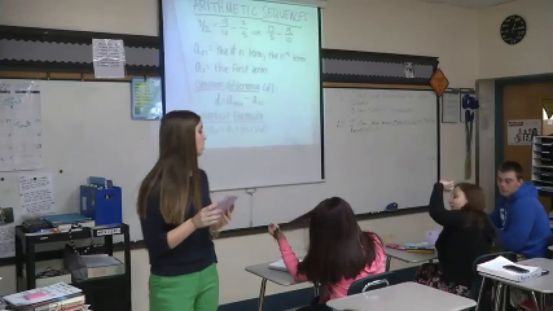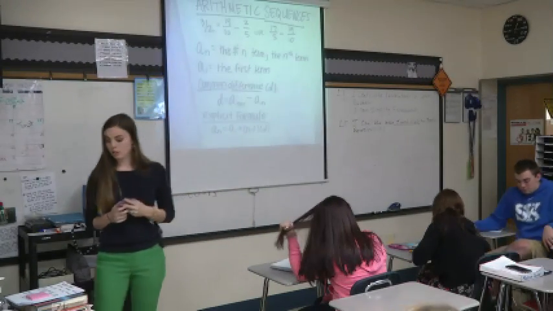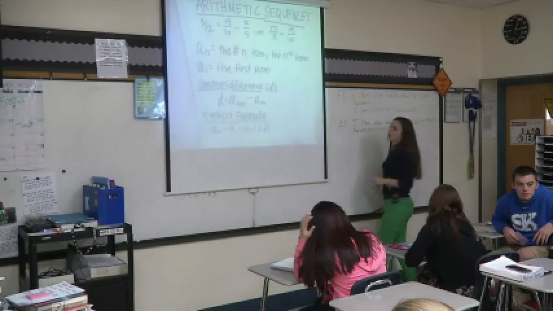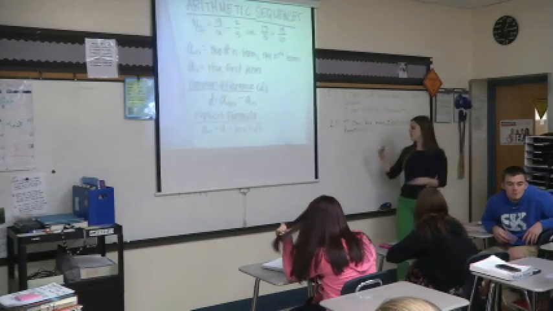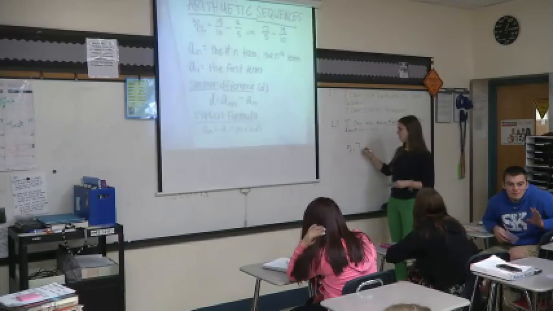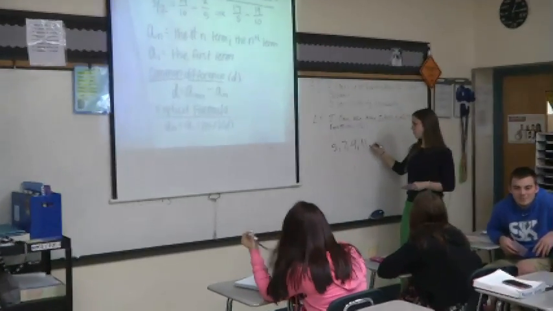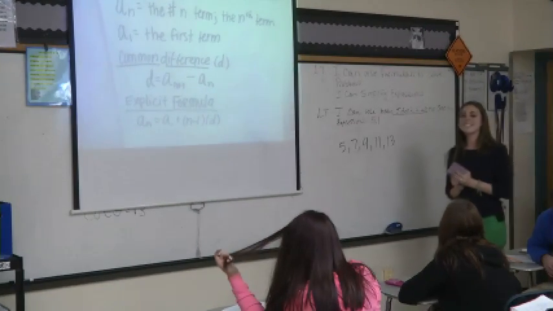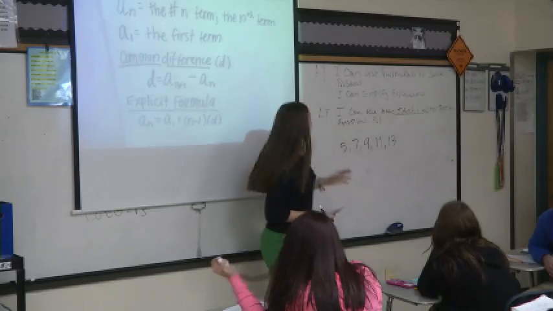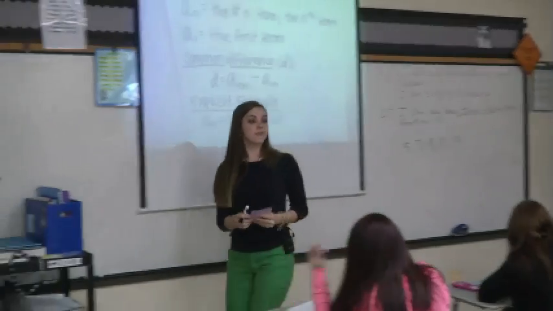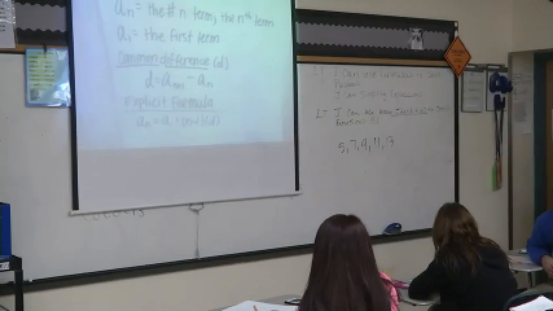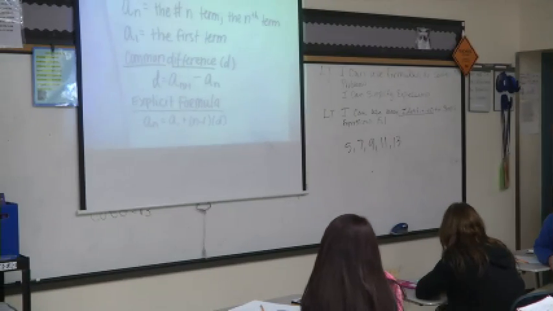Number 12. Jade's starting us out. Just read your problem and I'll write it up here. 5, 7, 9, 11, 13. What's the question? What is D? So Jade was given a sequence. She read it out, and now it's asking what D is.